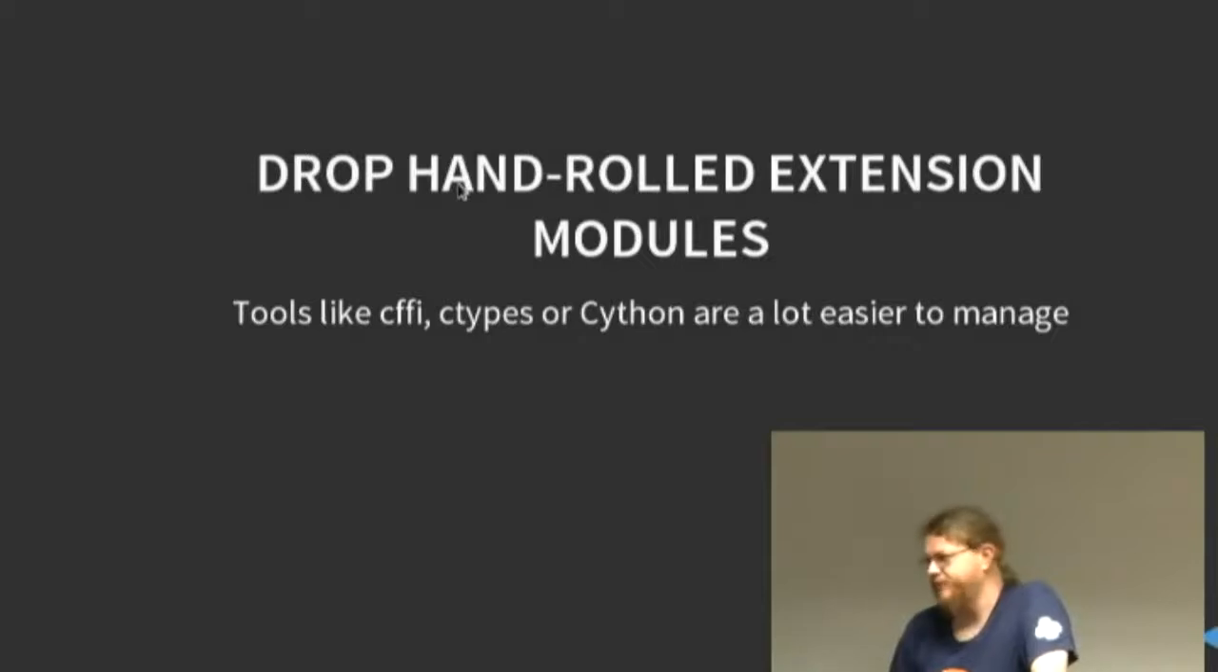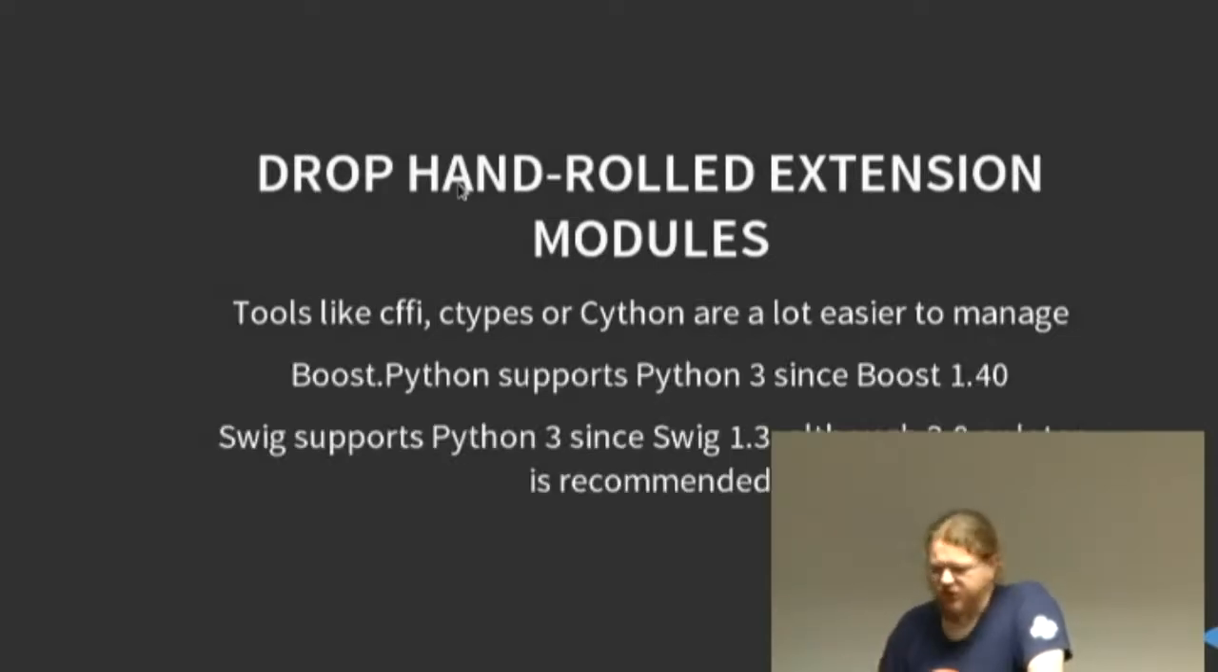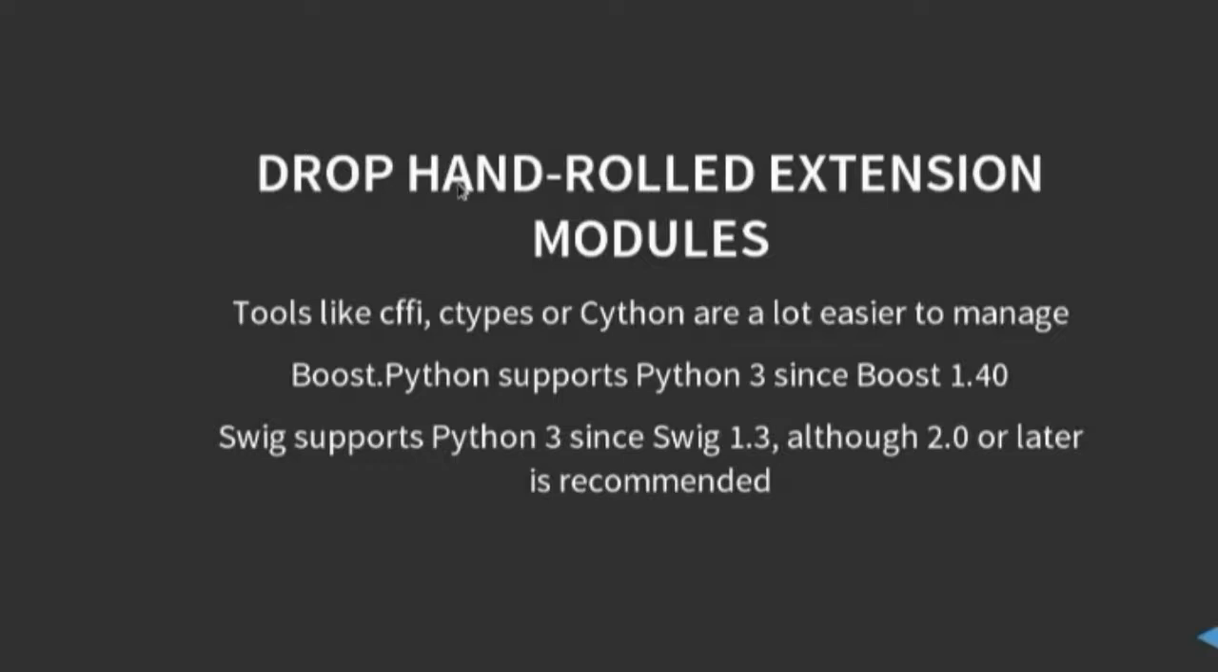Honestly, drop hand-rolled extensions. It's a pain even when you're not trying to port across multiple versions, and they lead to all sorts of odd bugs. It's much better to use tools. You've got CFFI, ctypes, Cython. Boost Python has supported Python 3 since Boost 1.40, which was a while ago. 1.40 and 1.41 were a bit flaky, but from 1.42, I haven't heard anyone complain. Swig supports Python 3 since about Swig 1.3, although 2.0 and later is better for this.